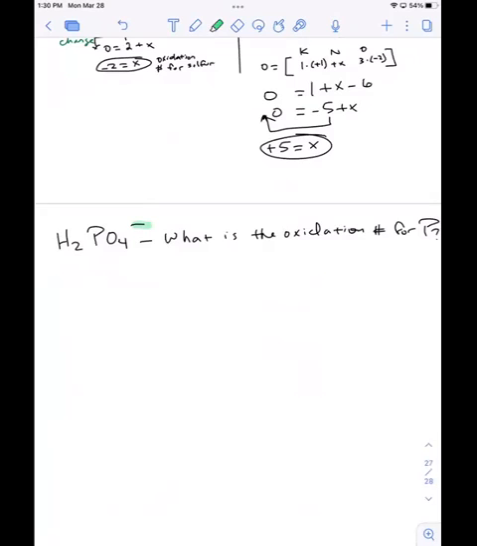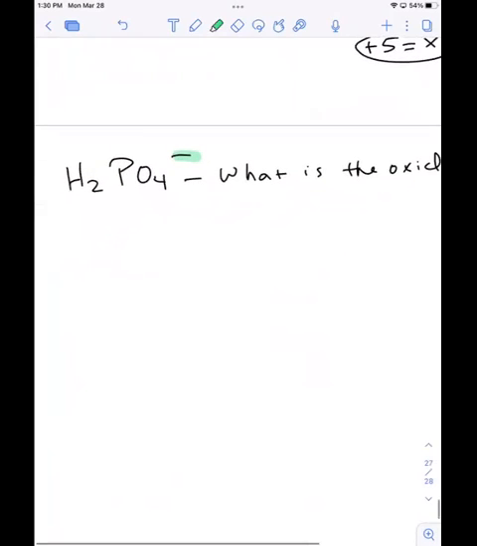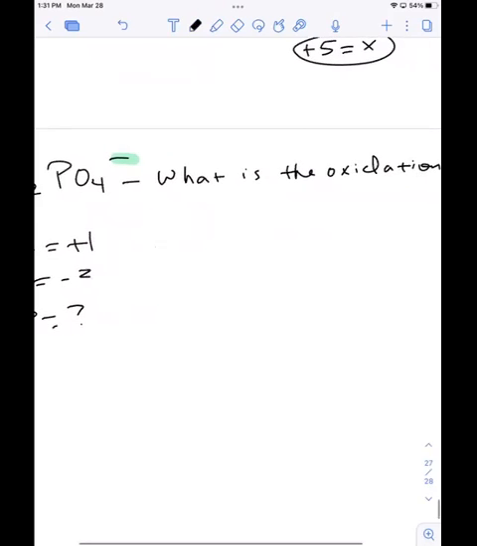What do we know about oxygen already? What's the oxidation number for oxygen if it's bound to another atom? -2. What about hydrogen if it's with a non-metal? Oh, I gave it away. +1. Yeah, good, you're right. Oxygen is -2. We already know that based on the rules. And then P, we're going to solve for. So it's going to be a 3-term equation, and we're going to set it all equal to -1 because that's the overall charge on this polyatomic.